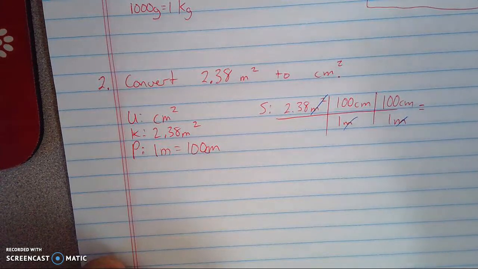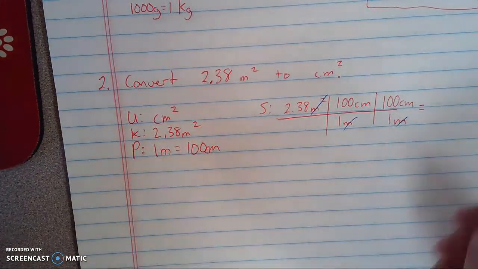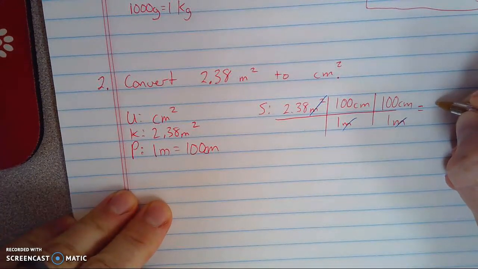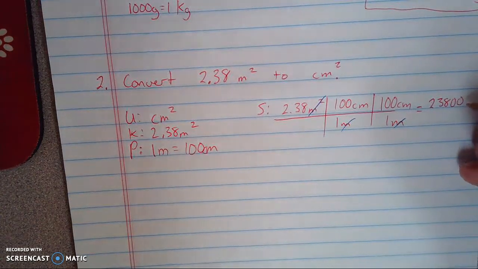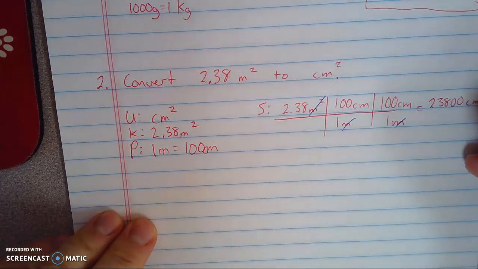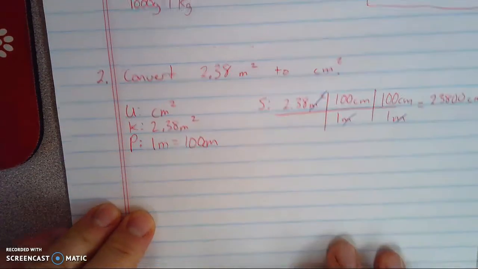That would give you 2, 3, 8, 0, 0 centimeters squared.